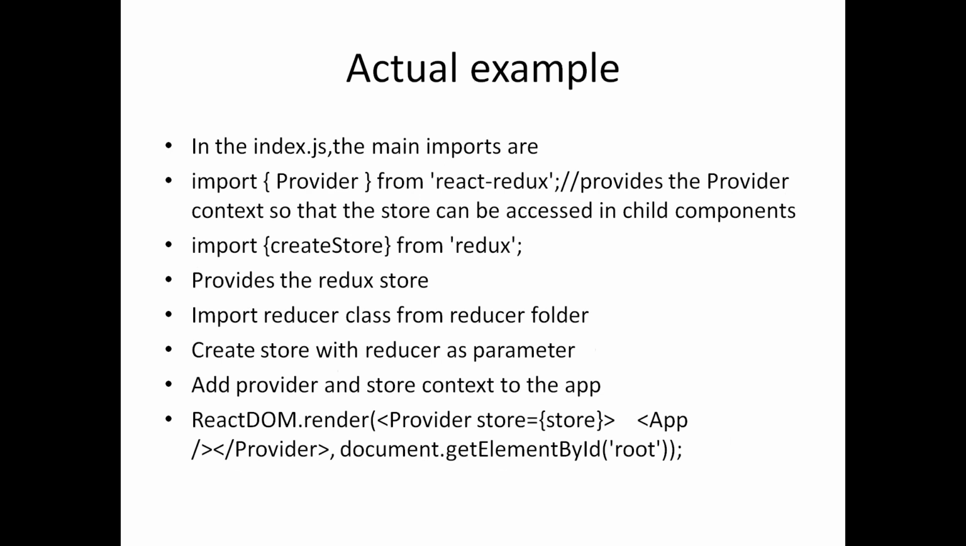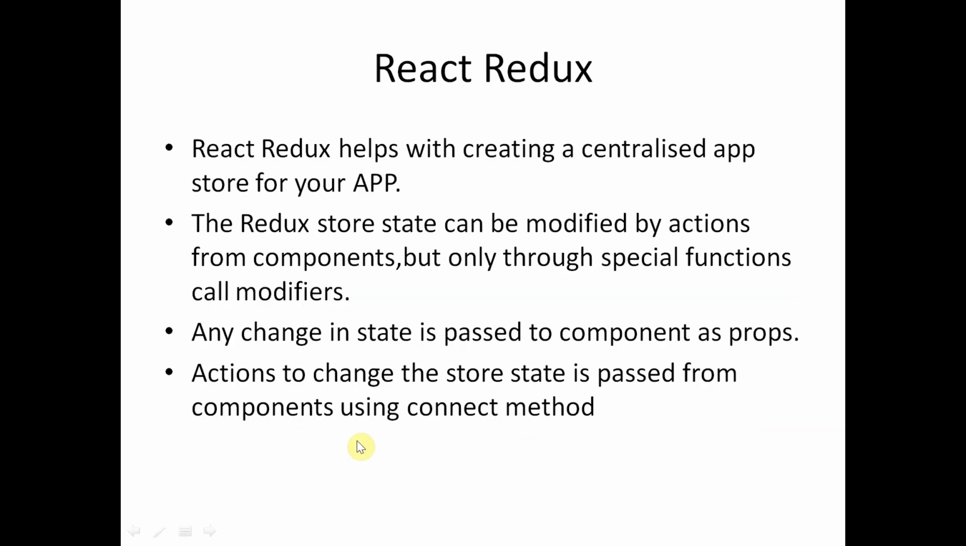Before we build, let's understand the imports in index.js. Provider provides the context. Context means that any changes in the store are accessible in the child components below. You can go through the context slide later to understand what context is; if you haven't, you should go through it and then come back here. Then you have to import the createStore API from Redux, which provides you the Redux store. You also have to import the reducer. Then you create a store with the reducer as a parameter. Why do you do that? Because this store can be updated only by reducers.